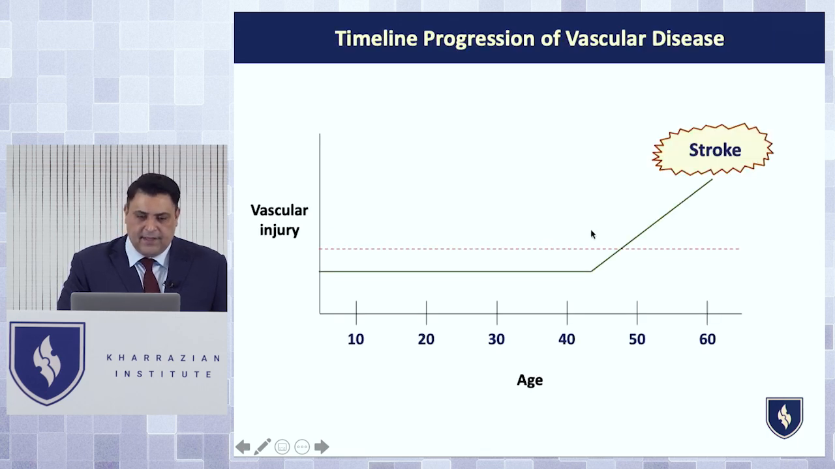And here you can see, for example, the timeline progression of stroke. Someone has no vascular injury, everything's fine. 40 is when they really start to have their vascular endothelial function start to go down. And then as their vascular endothelial function goes down, they get more vascular injury. And then boom, by 60, they have a stroke. These are the feed-forward cycles that really speed everything up at a certain point.